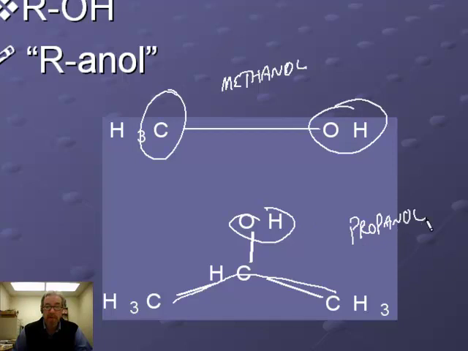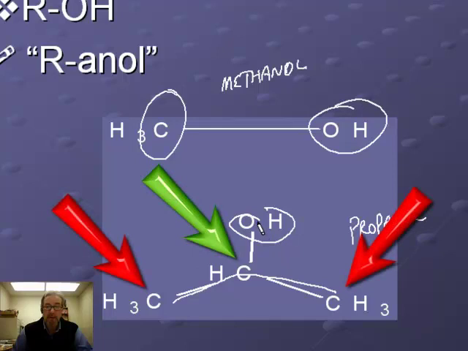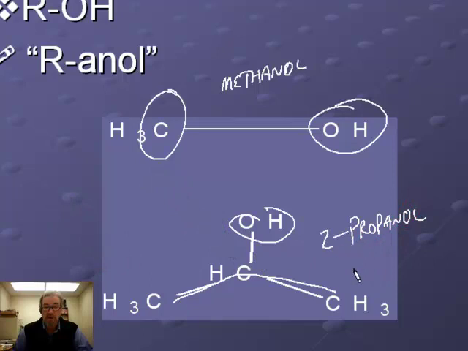Now, if you look at this structure, you realize that there are 2 places where this OH could be that would be different. One is on the end and one is in the middle. So this particular propanol is 2-propanol, or in the slang terminology or the non-systematic name, this would be called isopropyl alcohol, which is what rubbing alcohol is.